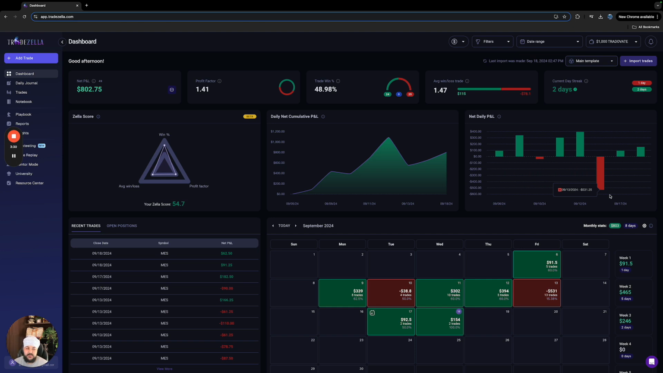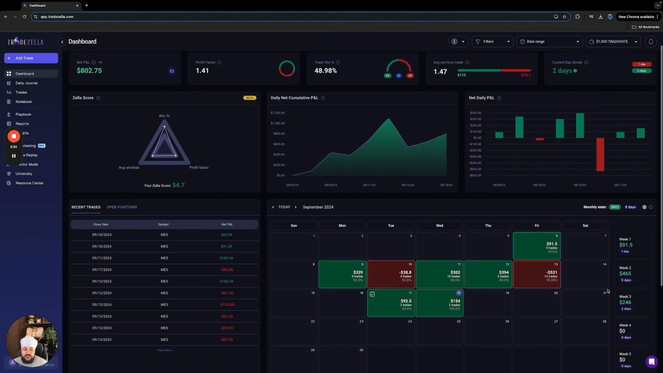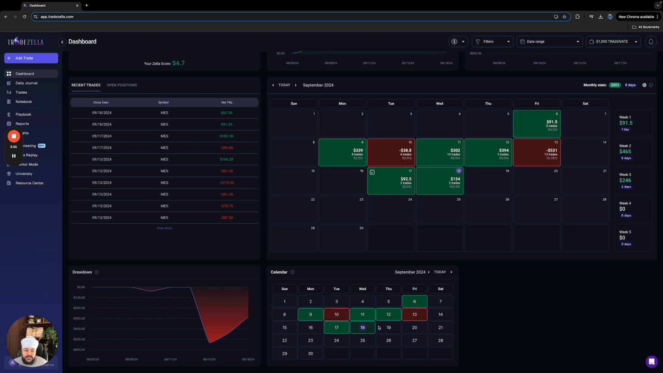And yeah, I just wanted to show you guys the results of using daily bias so far. So if you don't have this many green days, if you have more red days than green days, definitely utilize this.